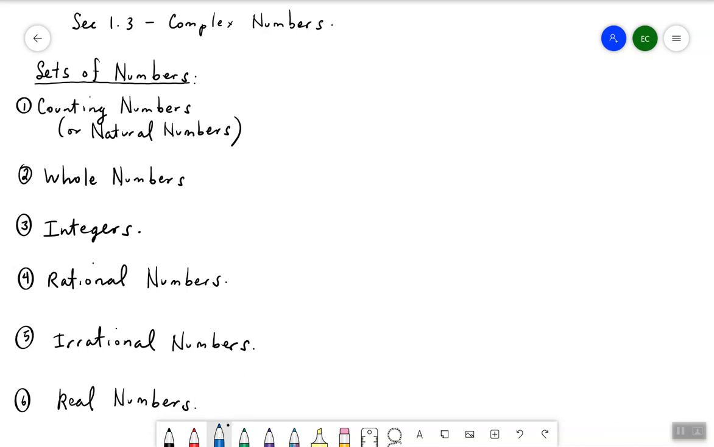So the first set of numbers is the counting numbers. Those are the ones you learned as a very small child. They're also called natural numbers, and they just go 1, 2, 3, 4, and so on. And the next set of numbers is the set of whole numbers, and it's the same as the counting numbers, except for one difference. The number 0 is now included.